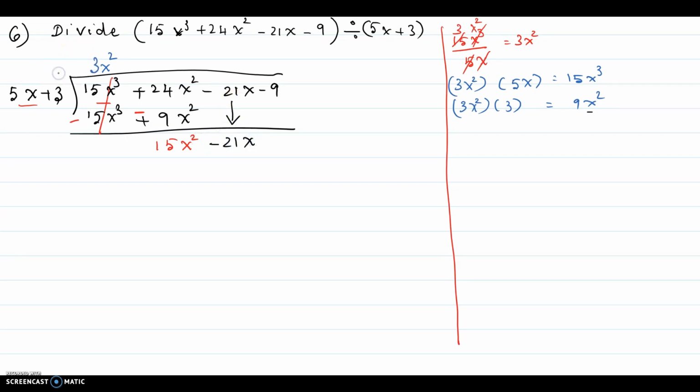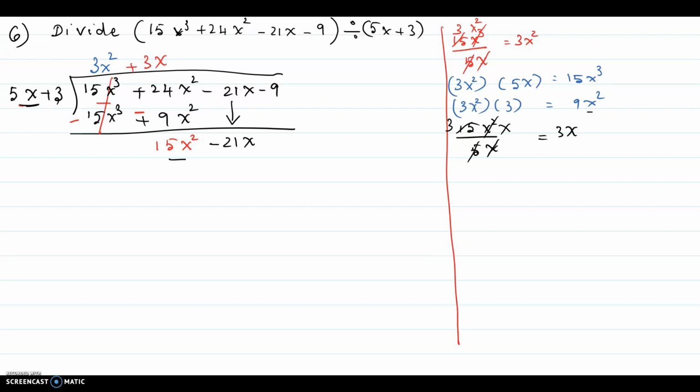We have to repeat this process. Which means we have to take the first term here, which is 15x squared, and divide it by the first term in the divisor. So 15x squared divided by 5x. On simplification, this will give us 3x. So 3x goes on top, 3x.